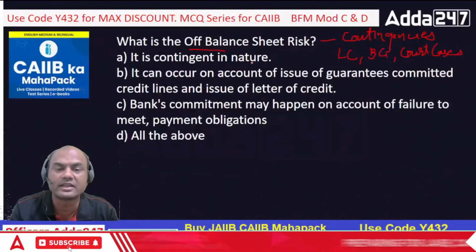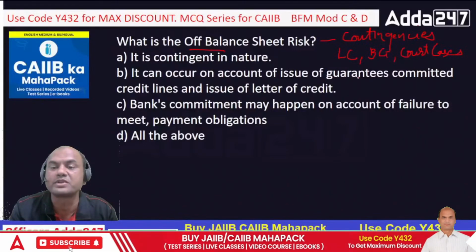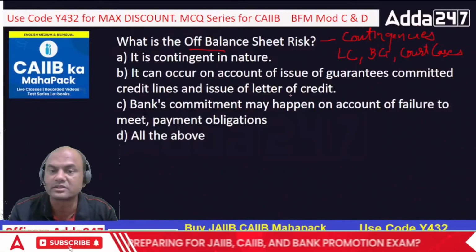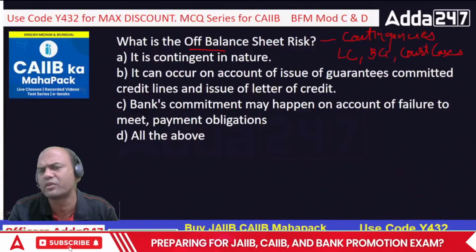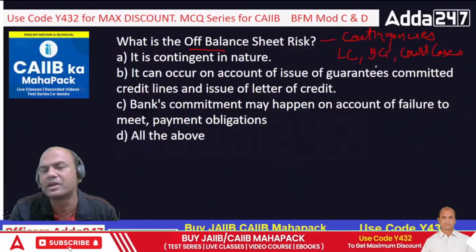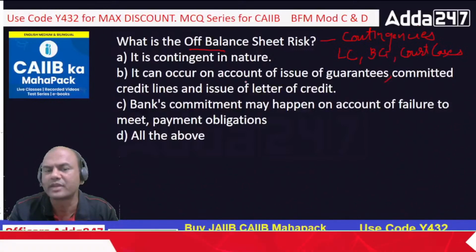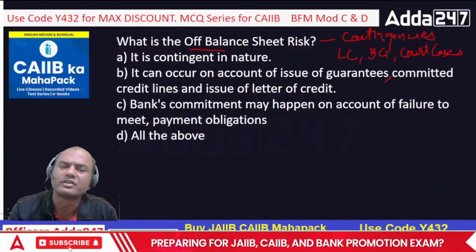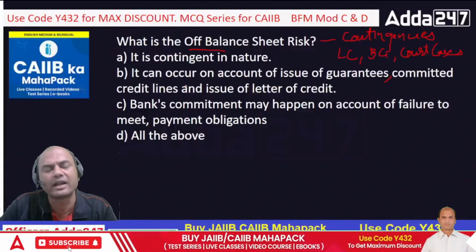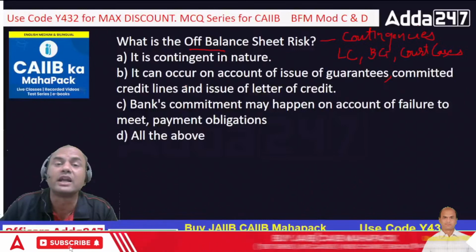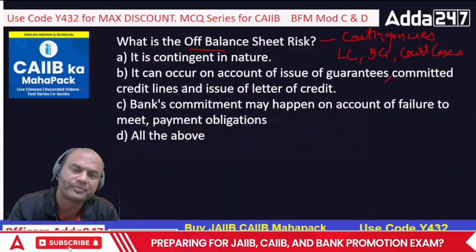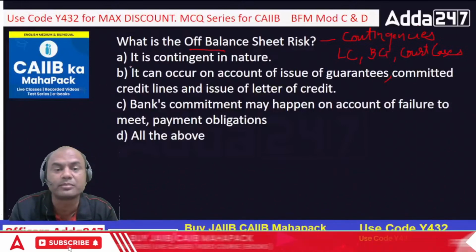So, what is off-balance sheet risk? It is contingent in nature. It can occur on account of issue of guarantees, committed credit lines, and issue of LCs. So can it occur due to this? Just now I told you guarantees, committed lines. Sir, committed line means what? Committed lines means actually guarantees only. Guarantee can have various names. One is committed line, second is guarantee, third is letter of understanding, LOU we call it. So it can have various names. Then A can be the answer, B can be the answer.